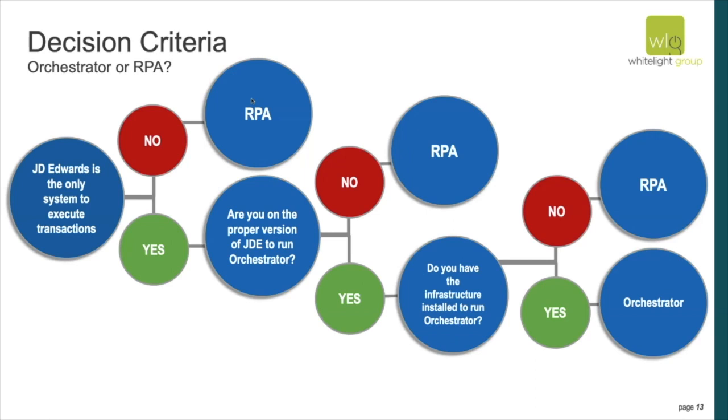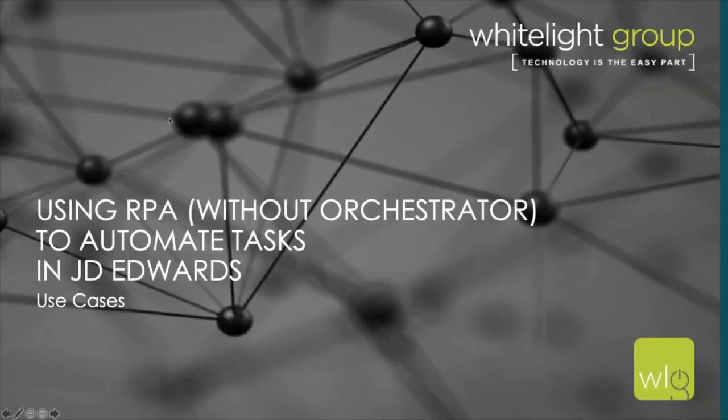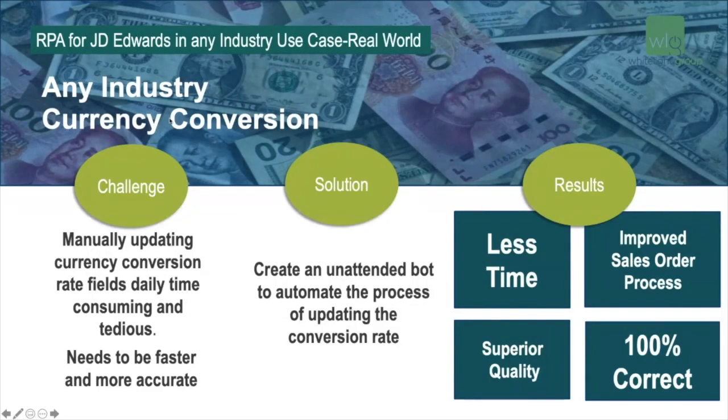So RPA does find its way into businesses very easily compared to JD Edwards Orchestrator, based on your preference and capabilities and existing solution set. So, using RPA without Orchestrator to automate tasks in JD Edwards, a use case that we have is the currency conversion rate bot that we built. The video is next. It'll show you the build of this bot.